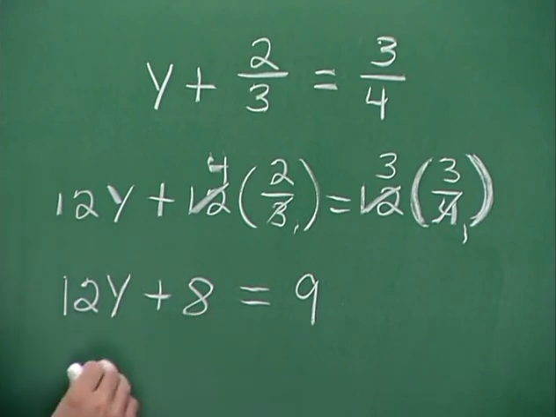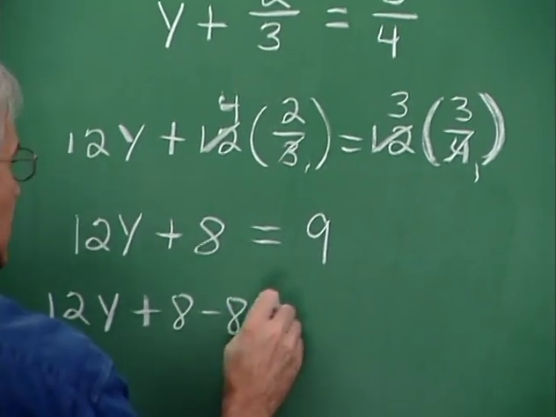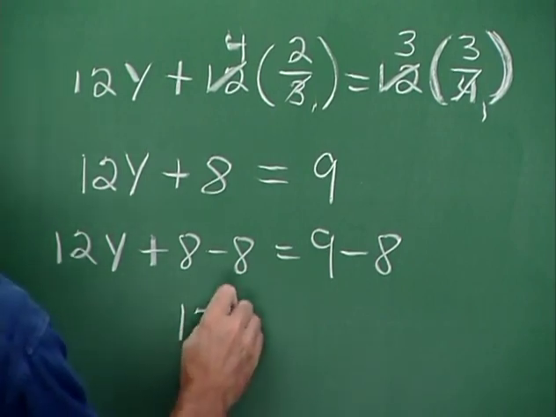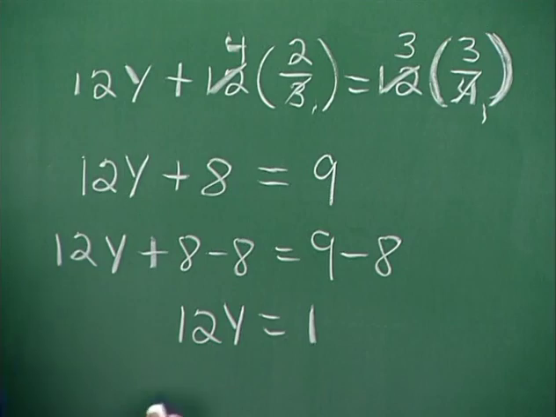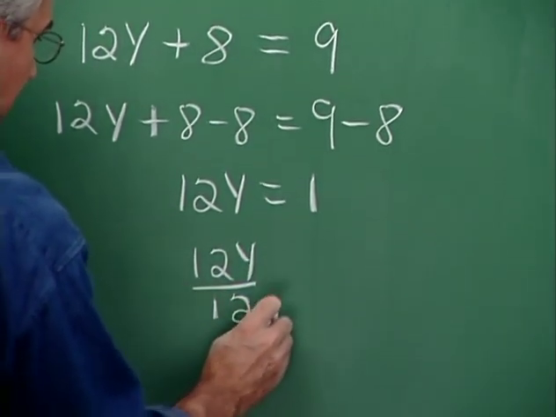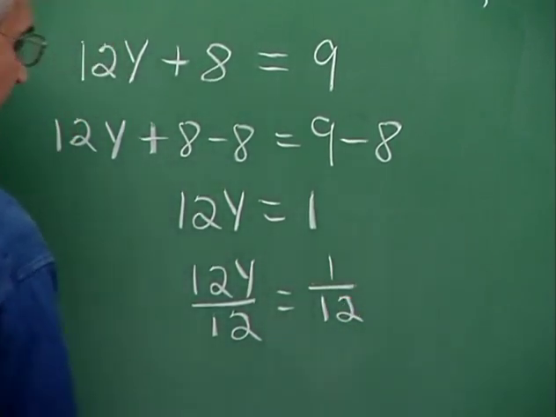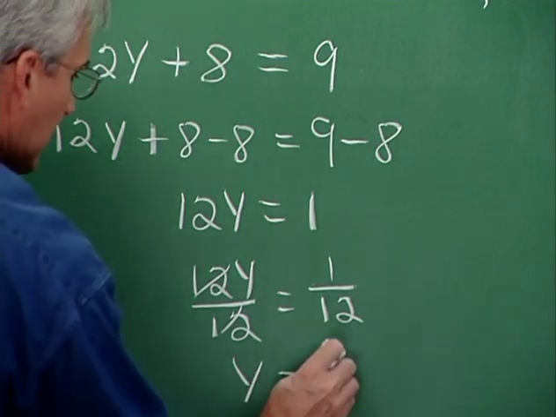But we clear the 8 first, and we do that by subtracting 8 on both sides. So we have 12y plus 8 minus 8 equals 9 minus 8. And now the 8's go out, leaving 12y. And on the right, 9 minus 8 is 1. And dividing on both sides by 12, you see our object here is to isolate the y. So we show that we're dividing on both sides by the 12. These cancel, and y is 1/12.